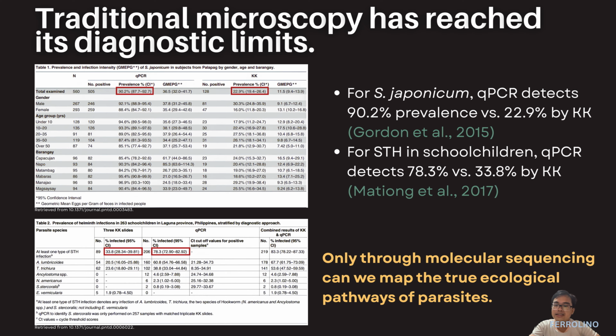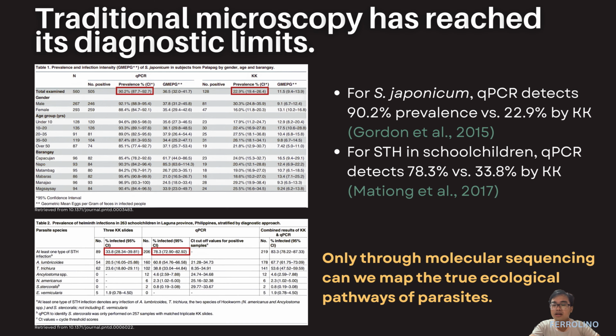These invisible cases are still suffering from liver fibrosis and are still shedding eggs back into the environment, continuing the cycle of infection. Next is from the study of Machong in 2017, specifically focusing on school children in Laguna. Referring to Table 2, the discrepancy is just as stark. Microscopy found a 33.8% prevalence for soil-transmitted helminths, or STHs, while the qPCR found 78.3%.